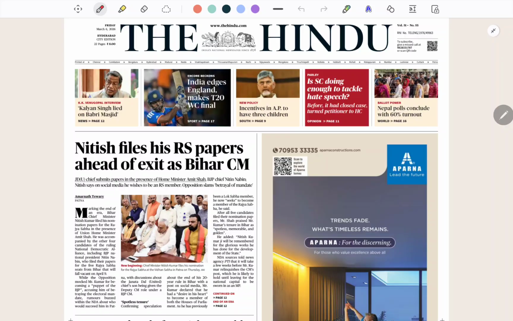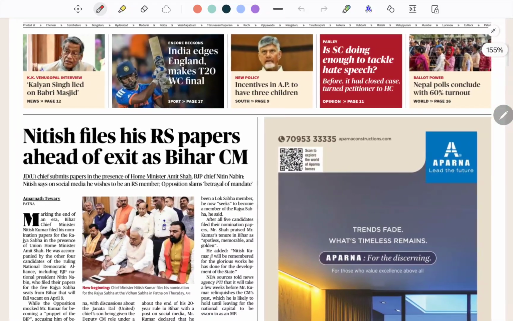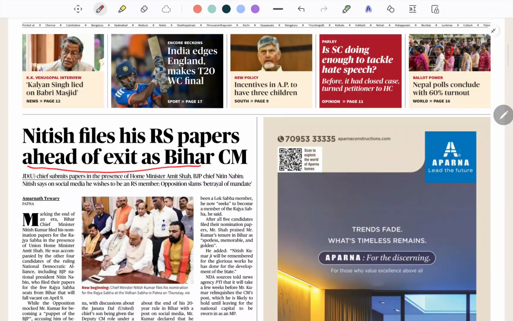Okay, our main headline is: Nitish files his Rajya Sabha papers ahead of exit as Bihar CM. So Bihar CM Nitish Kumar has filed his Rajya Sabha nomination. He wants to enter Rajya Sabha. He has been the CM of Bihar for a very long time. Now, to enter Rajya Sabha he has to resign as Chief Minister. That will follow later, but first he has filed his nomination to enter Rajya Sabha.